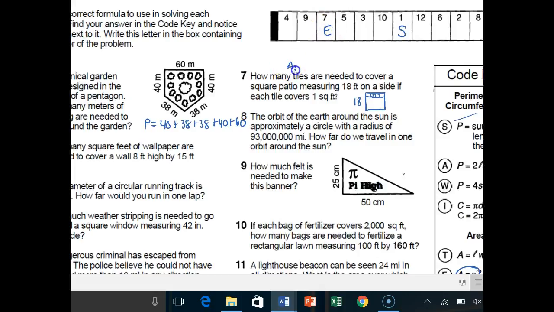All right, so basically you would just say, oh, this is talking about the area of a square, and then you look at the formula for the area of a square. All right, good luck.